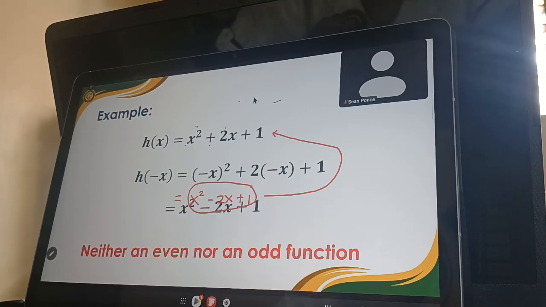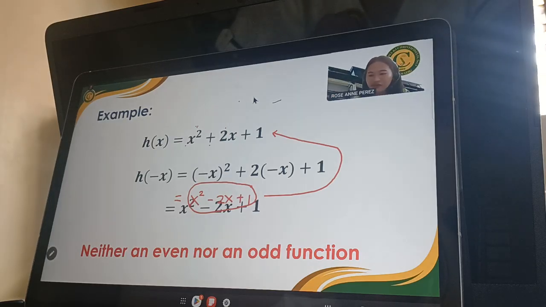Say variable x na gyud inyong i-negative. And then just compare the signs of your original equation and your answer. So if the same, it's even. If not, so odd. Okay?